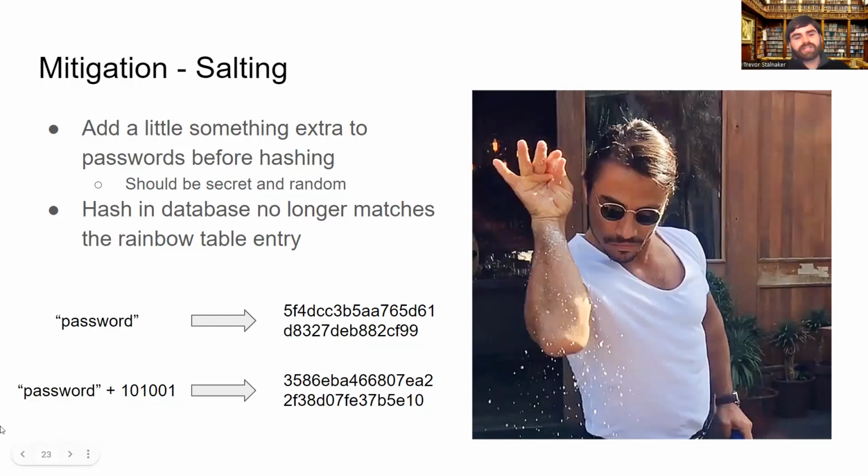So yeah, the salt will change what the hash will look like. So if you keep your salt secret and you make sure that it's random, none of the passwords are going to match the passwords in a rainbow table, which is great. That means you've beat the rainbow table.